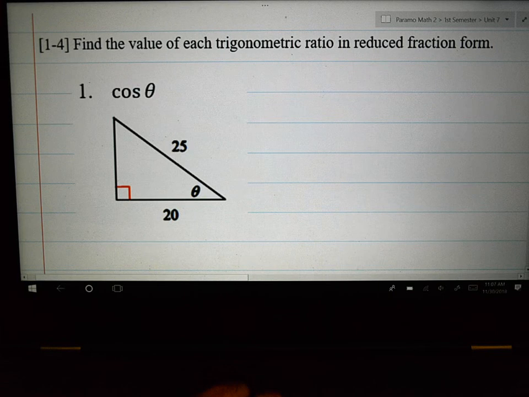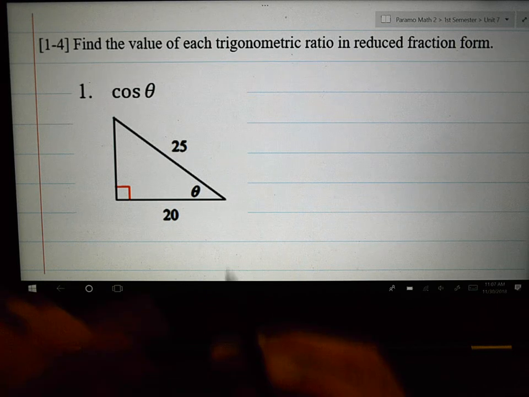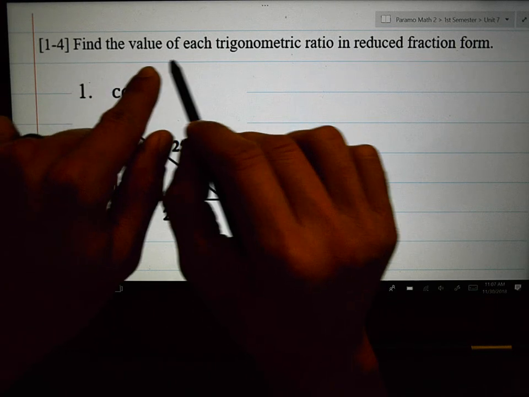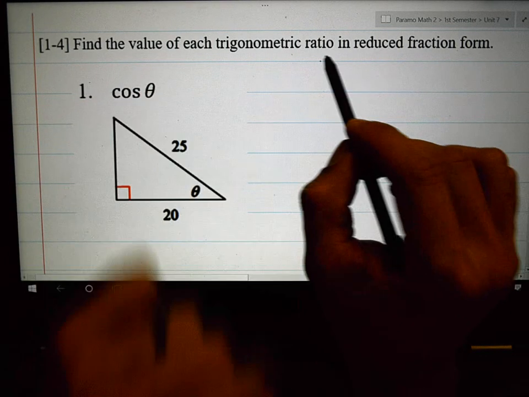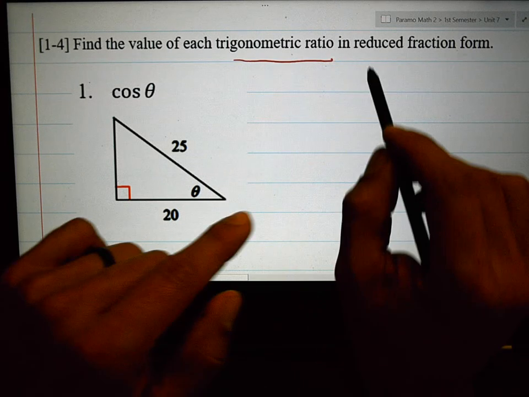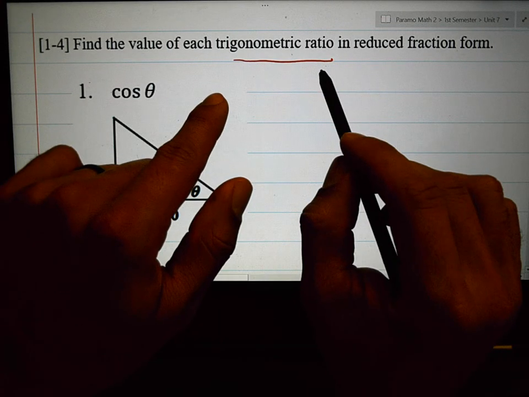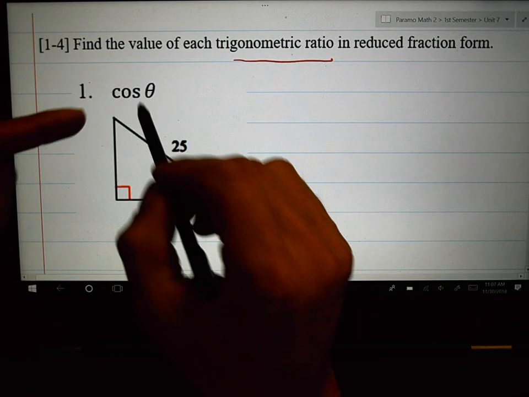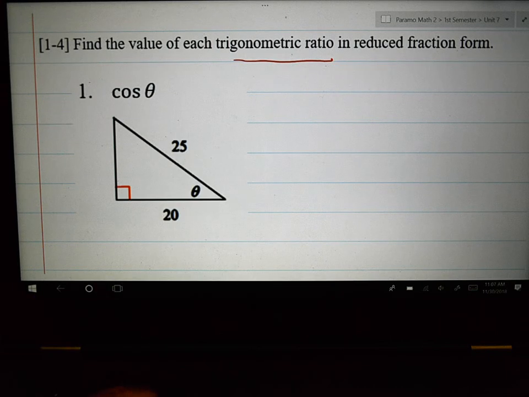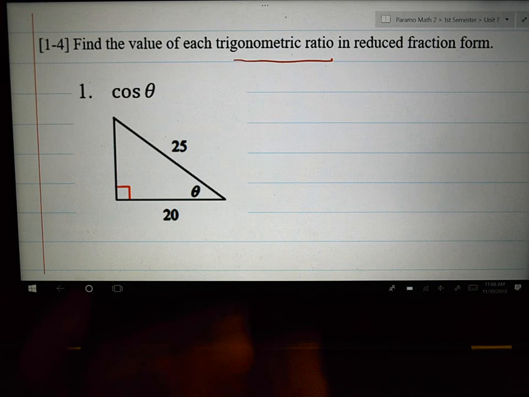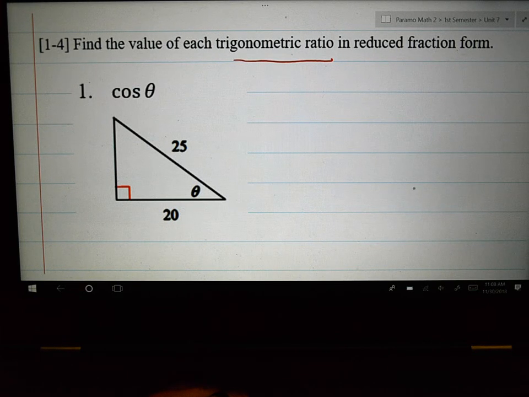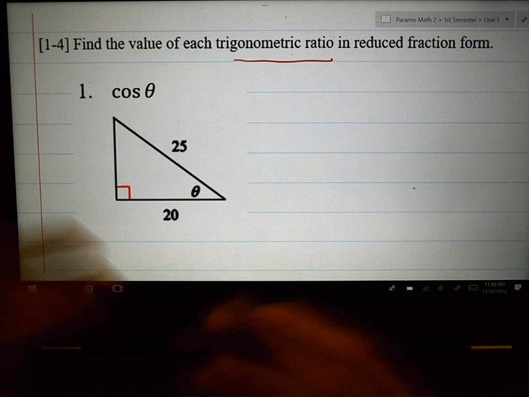They do not give you an angle. They don't tell you if this triangle's A, B, C, or anything. They give you what is the value of each trig ratio, that's a hint to you, in reduced fraction form. They want you to know what is the cosine of the angle in reduced fraction form. So this is old stuff. They start you off with the same stuff you learned in 7.3. We do everything the same.